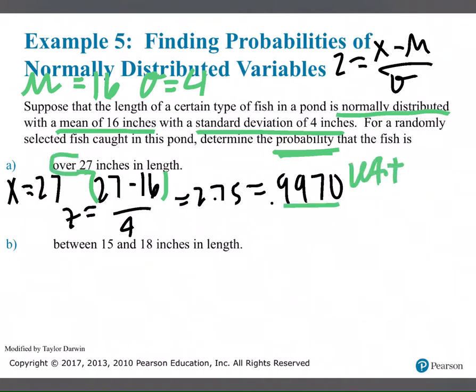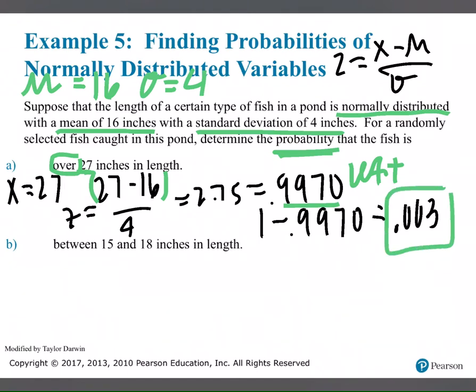Now what do I want? I want over 27 inches. Let's think about what over means. Over means more than, or over, or what other words? Greater. All of those words can be used to describe finding the probability or the area to the right. So remember, to find that area to the right, I need to do 1 minus what I got for the left. And I get 0.003. So that's a very small value, right? Basically saying that there's not a likely chance that we'll catch a fish over 27 inches, but there is a small chance.